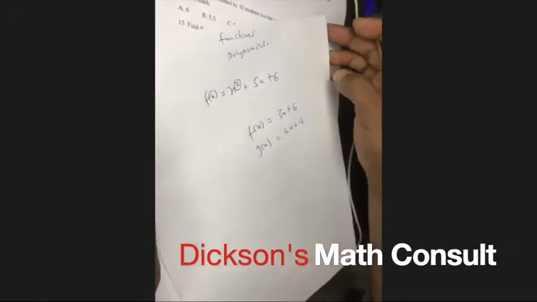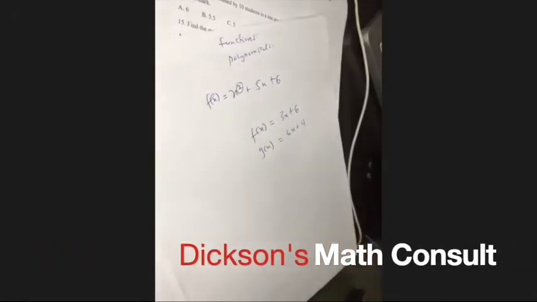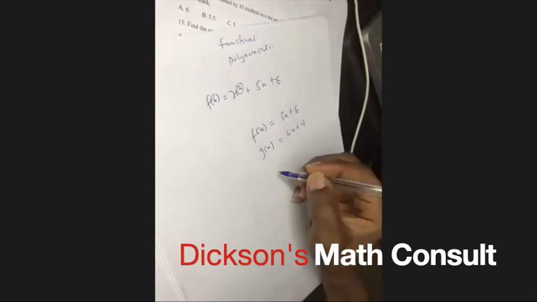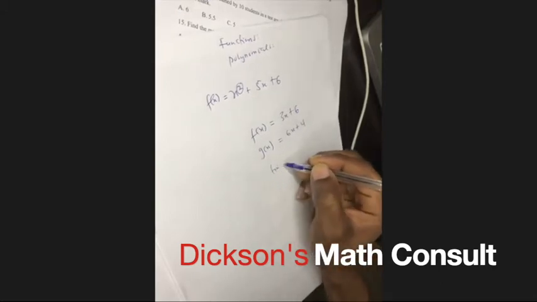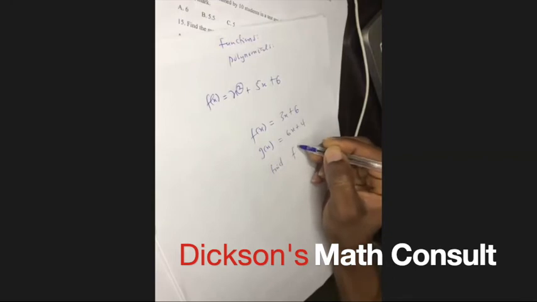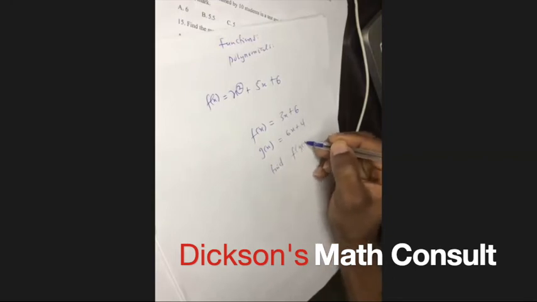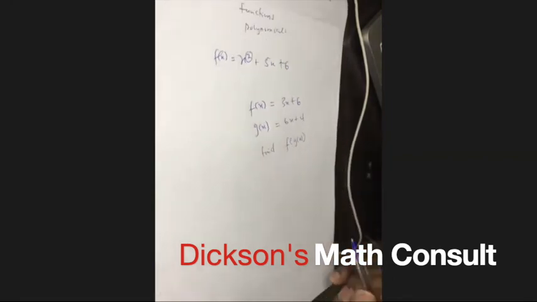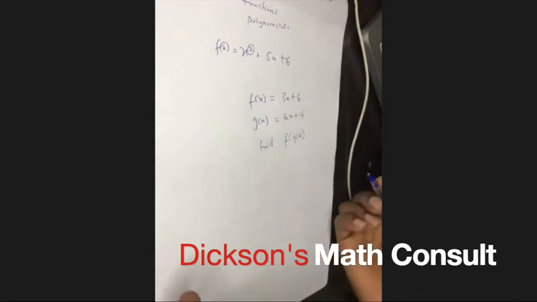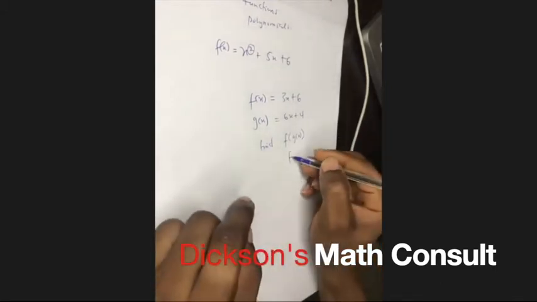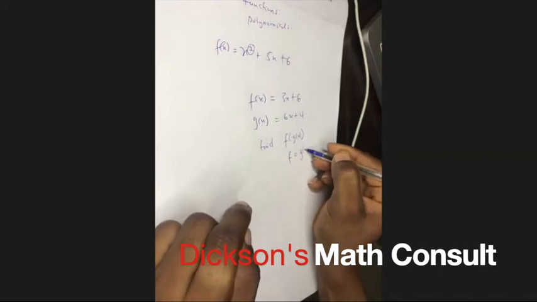f of g of x. Have you encountered something like that? Yes, sir. Now, this is something that is very, very easy. When they give you find f of g of x, something like this, it can also be written as f of g of x.